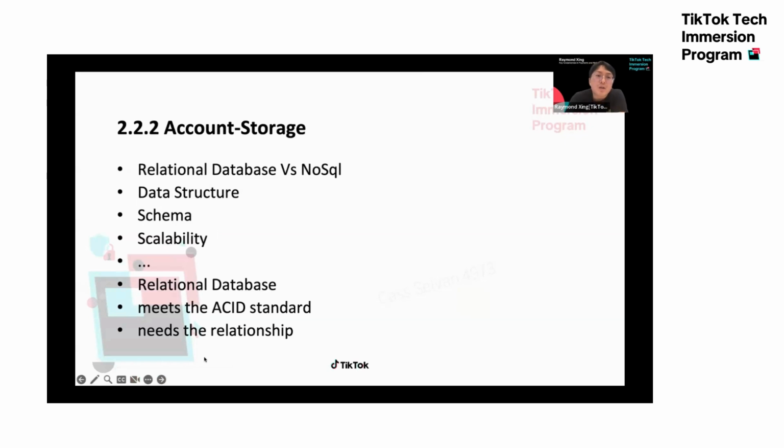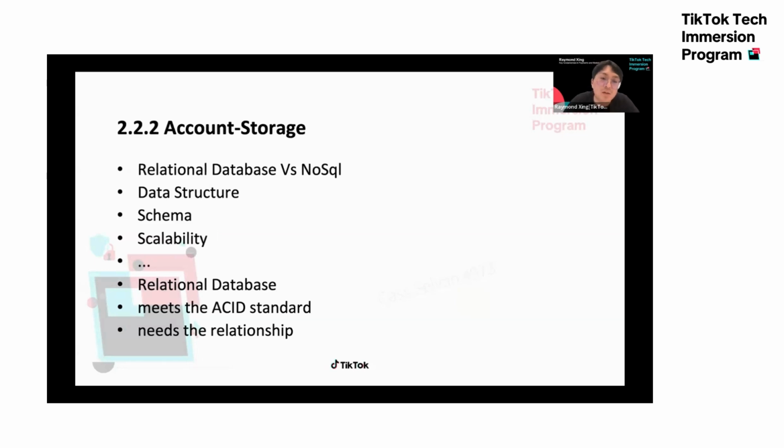Okay, so from the storage layer, we need to think about two parts. First of all, what kind of database do we need to choose: a relational database or NoSQL? A relational database has some benefits, and NoSQL has some benefits. So what kind of storage can we choose?